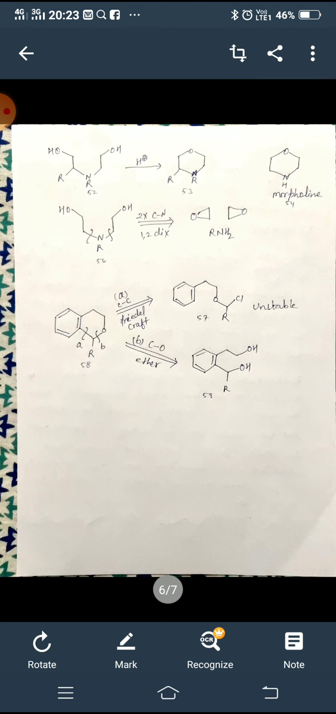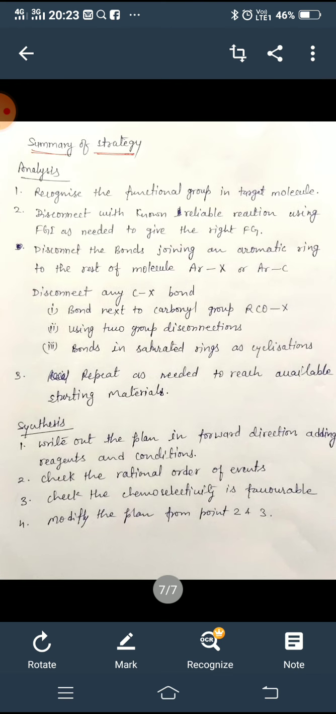Okay, now the summary of the strategy analysis. Whatever we have discussed in chapter 1, at the start we discussed some analysis and some synthesis. Now this is the summary of the strategy. In the analysis, first of all we recognize the functional groups in the target molecule. Second, disconnect with reliable reactions, using functional group interconversion as needed to give the right functional groups.